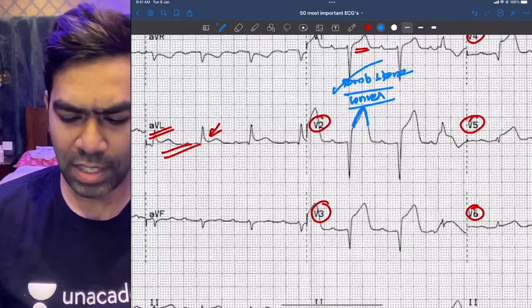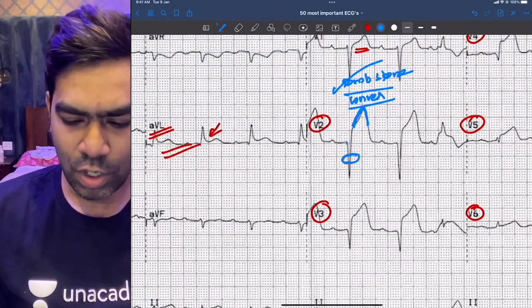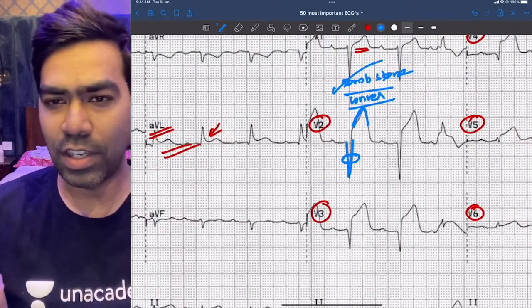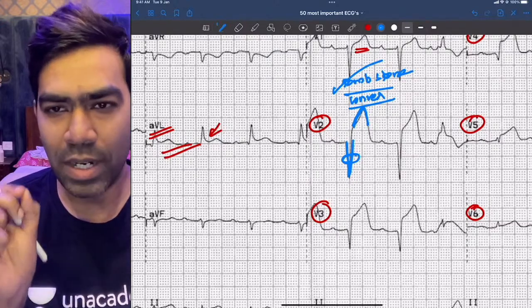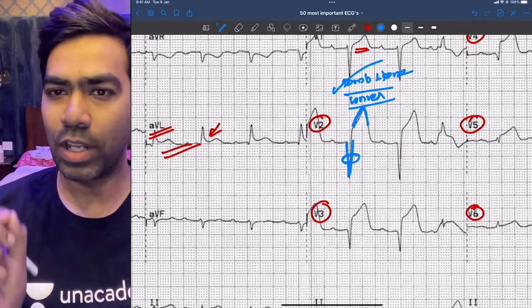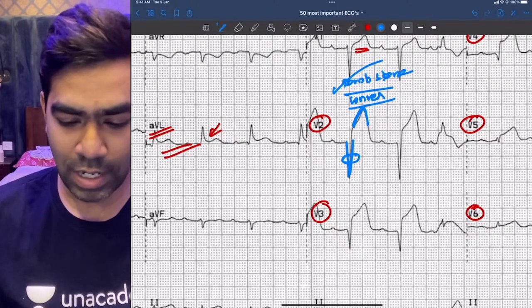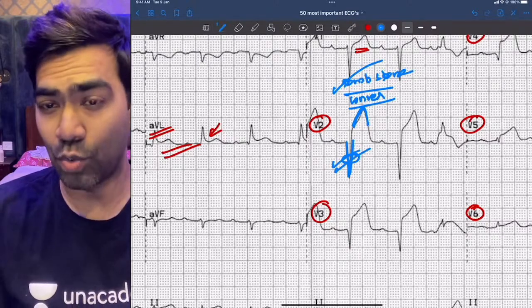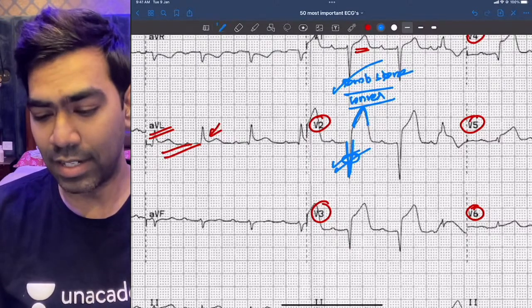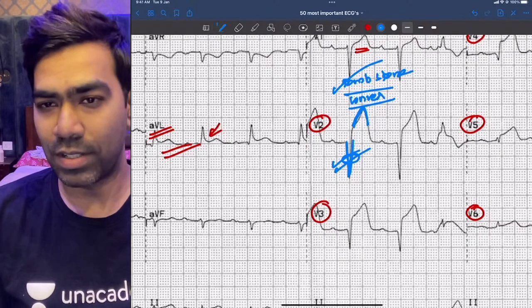And apart from that, I think you're also able to see these Q waves, pathological Q waves. Remember, whenever the Q waves are more than 2 millimeters in depth and more than 1 millimeter in width, these are called pathological Q waves, and here you are able to see the pathological Q waves as well, and that is the reason why this is very much suggestive of a STEMI.